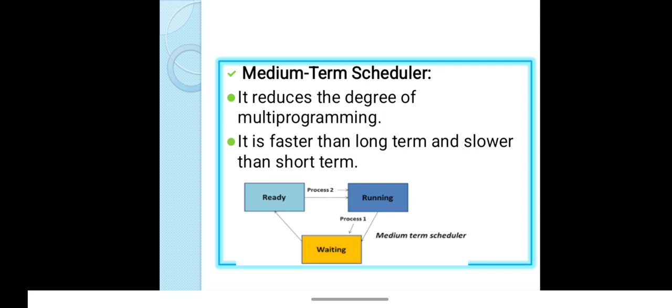And next one, the medium-term scheduler. Some operating systems, such as time-sharing systems, may introduce an additional intermediate level of scheduling. The key idea is that the medium-term scheduler removes a process from memory and thus reduces the degree of multi-programming. At some later time, the process can be reintroduced into memory and its execution can be continued where it left off. This scheme is called swapping.